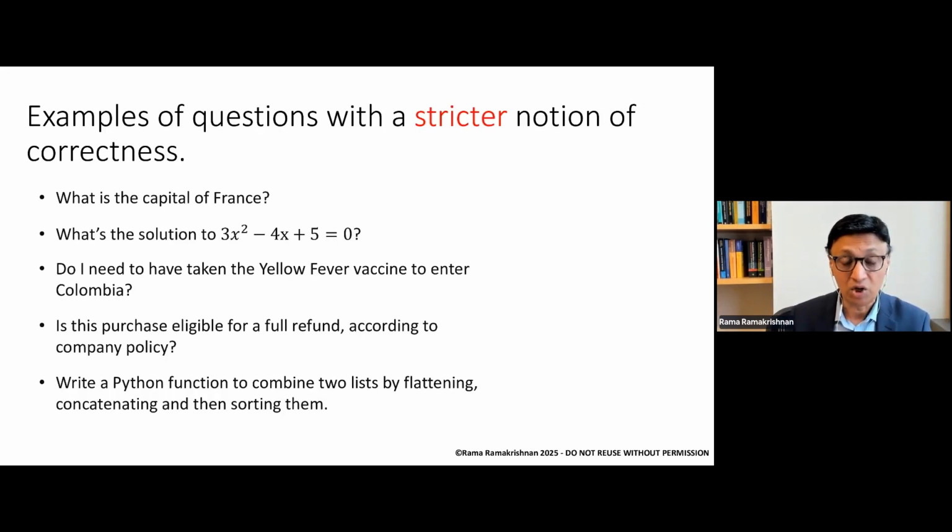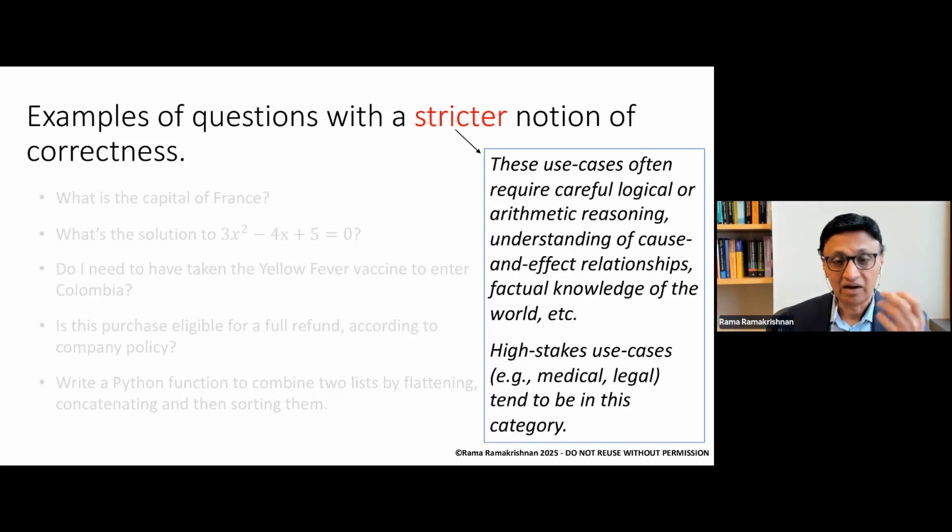But there are other questions where you better get the answer right. What's the capital of France, right? Factual questions. What's the solution to this equation? Or something like, do I need to take a particular vaccine to enter a particular country, right? The list goes on. And these questions are much harder to get right because there's usually a single correct answer, and they require careful logical and arithmetic reasoning, understanding of cause and effect, factual knowledge of the world, and so forth. And what I'm seeing is that a lot of high stakes use cases in business, medical, legal, financial, and so on tend to be in this category.